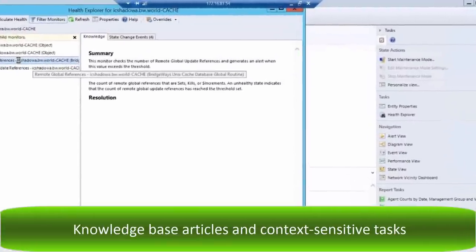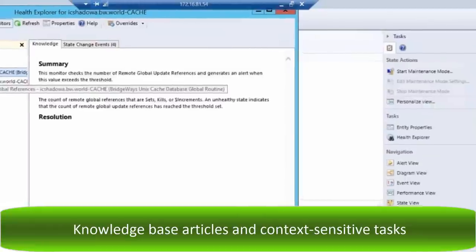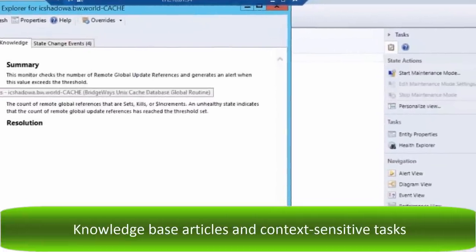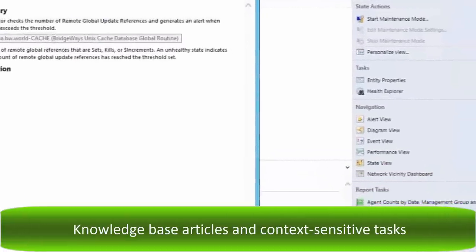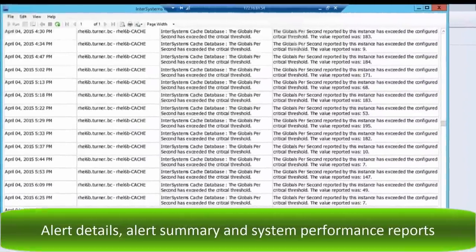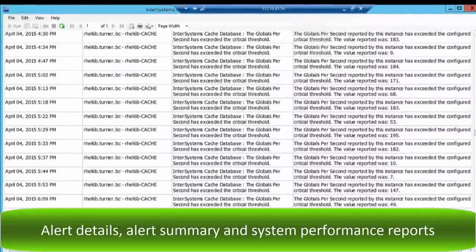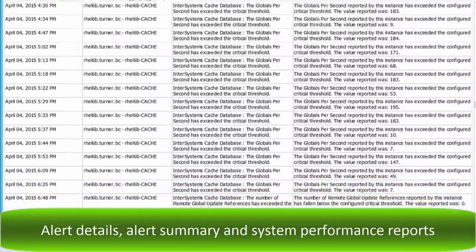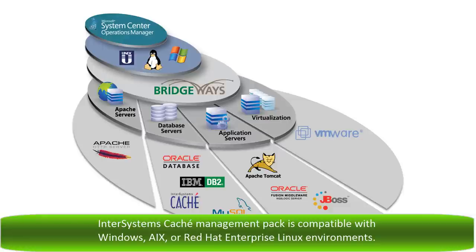Our knowledge base articles help you identify and understand the root cause of the alert that's been generated, while our administrator and context-sensitive tasks help you troubleshoot within the SCOM console. Plus, you can get out-of-the-box reports to help you analyze and understand the health and performance of your Cache database.